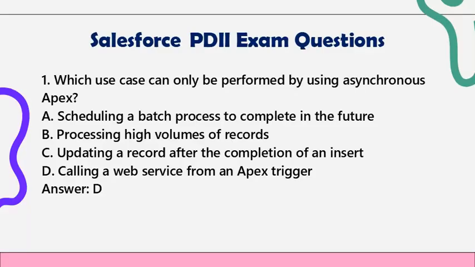1. Which use case can only be performed by using asynchronous Apex? A. Scheduling a batch process to complete in the future. B. Processing high volumes of records. C. Updating a record after the completion of an insert. D. Calling a web service from an Apex trigger. Answer: D.